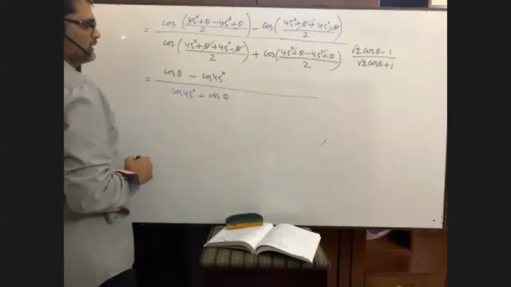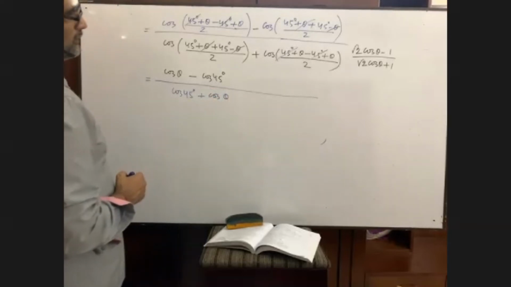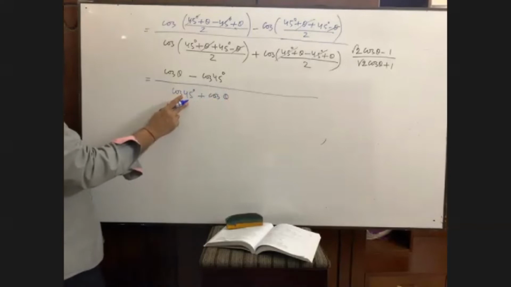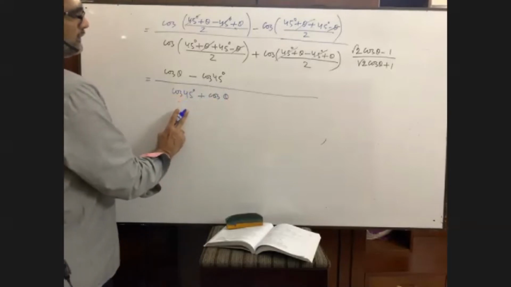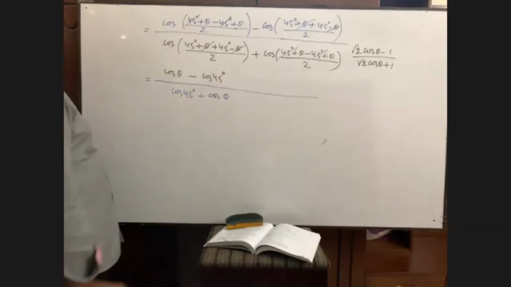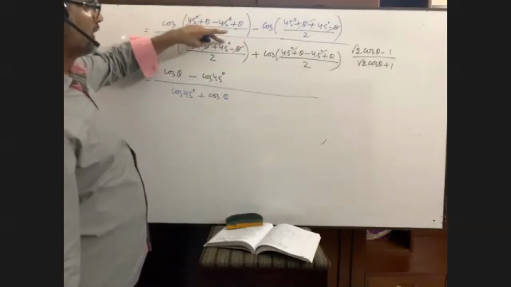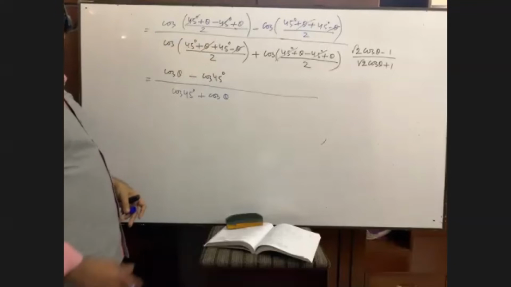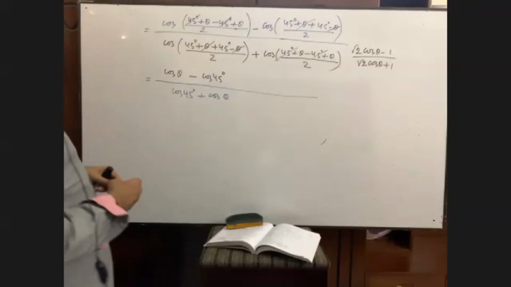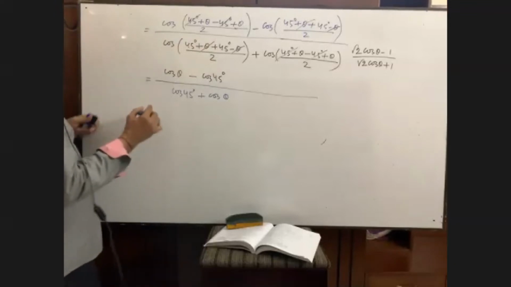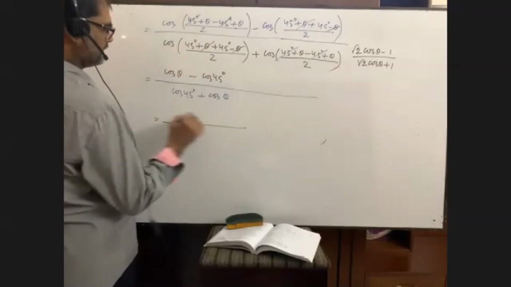Sir, cos 90 will not be there? Where? Here or there? There is, sir, 90 degree. Denominator. Wait, there is 90 degree but divided by 2. Oh, sir. Okay. Now, what is the value of cos 45 degree?